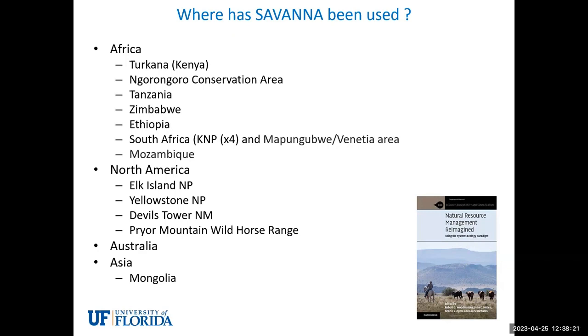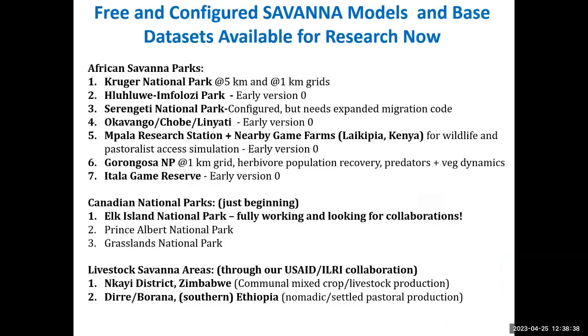Also in North America, we've got around Elk Island. Yellowstone National Park has been 1990s and early 2000s. There's been some other ones, Devil's Tower National Monument, and the Pryor Mountain Wild Horse Range as well. Also, there's some stuff in Australia and even Mongolian savanna runs.